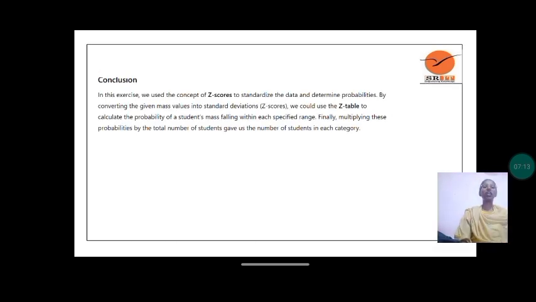Here is the conclusion for the one tail test. In this exercise we used the concept of z-score to standardize the data and determine probability by converting the given mass values into standard deviations. We used the z table to calculate the probability of a student's mass falling in the specified range. Finally, we multiplied this probability by the total number of students to get the number of students in each category.